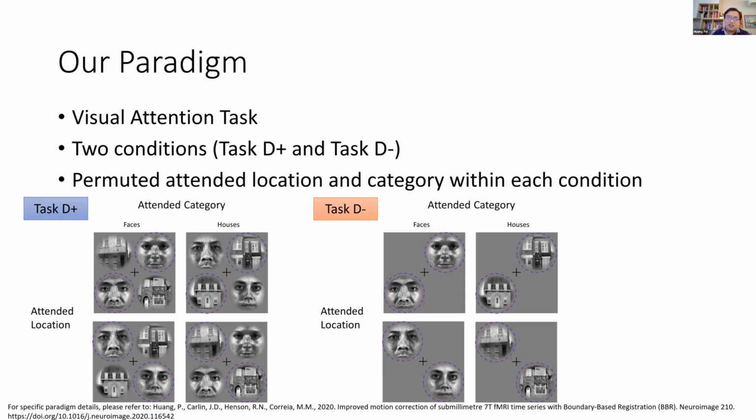To give a brief illustration of the paradigm, I won't go into too much detail because of time constraints, but I just want to highlight that we have two task conditions, task D plus and task D minus. They differ in that there's a distractor present or absent, while the participant is attending to the diagonal of interest. If you're interested in the paradigm, we have published a paper on this data already, and it's described in this paper, link below.